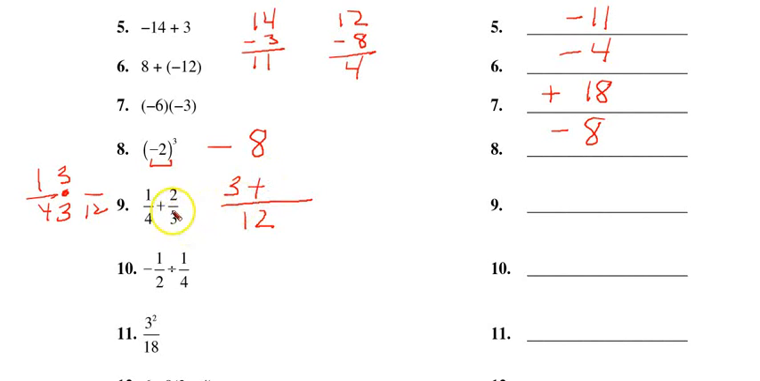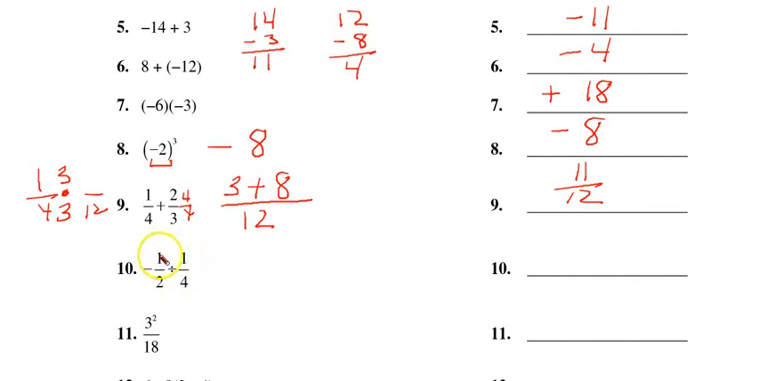And we're going to add. And what fraction would we multiply this by? Again, it'll be 4 over 4, which is a 1. So this becomes 12. Our numerator becomes 8. So we end up with 11 twelfths.